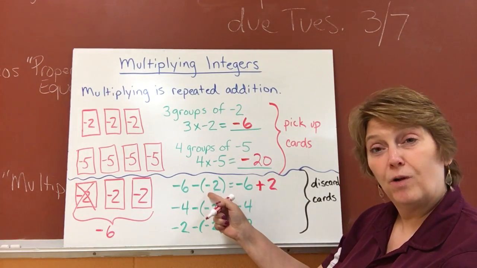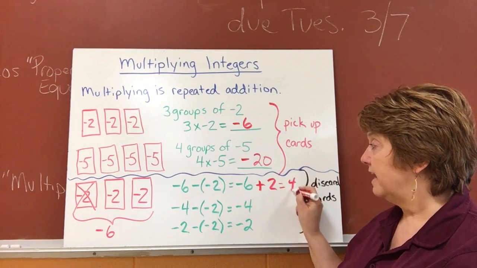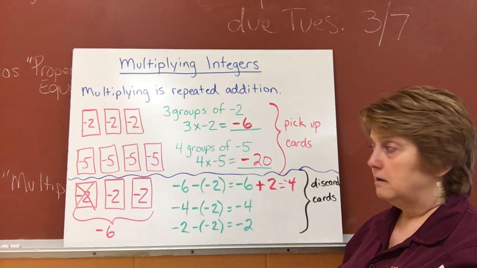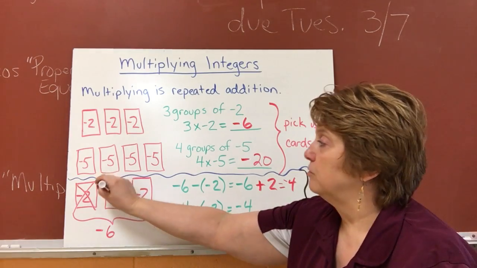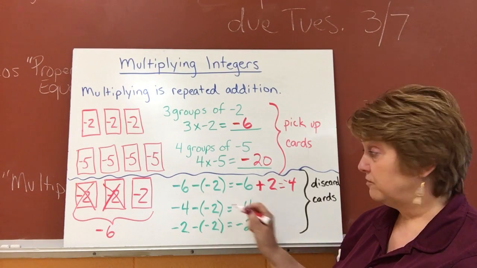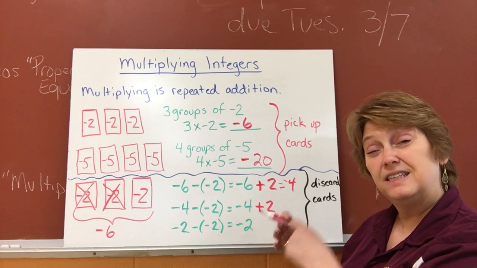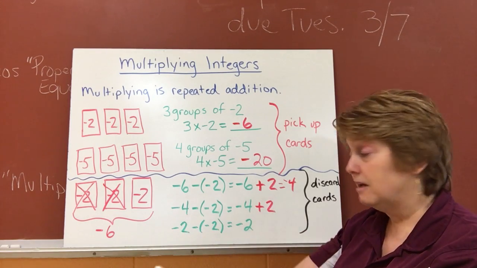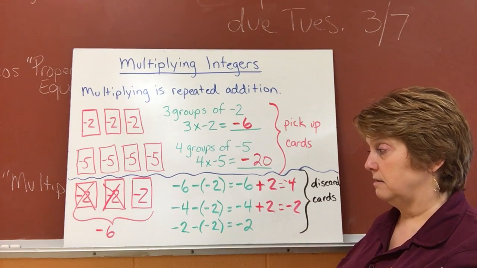Remember, when we take away a negative, that's going to be adding, and we end up with a -4 in our hand. So what happens again now if we take away another -2 right here? We have -4, take away another -2, which is -4 plus 2 again. Remember, when we discard a negative, our hand increases. So we end up with a -2 in our hand.